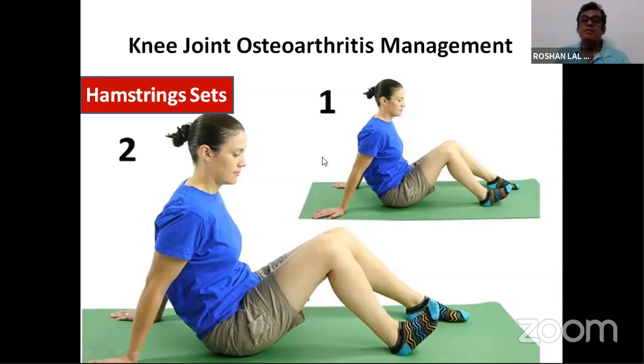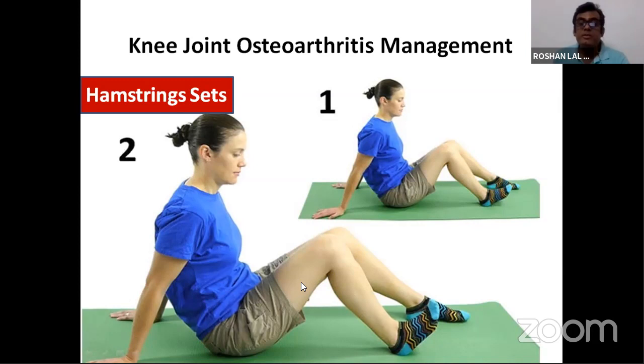Hamstring sets: the knee joint is flexed, the ankle is dorsiflexed, and then we ask the patient to press the plinth and flex the knee joint. When the patient flexes the knee joint, the position of the heel on the plinth is maintained. The heel remains on the plinth while flexing the knee joint.